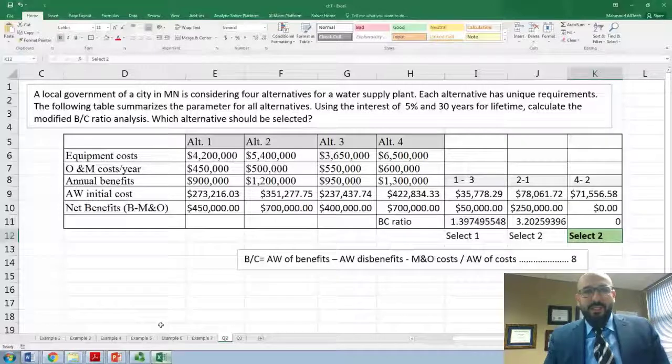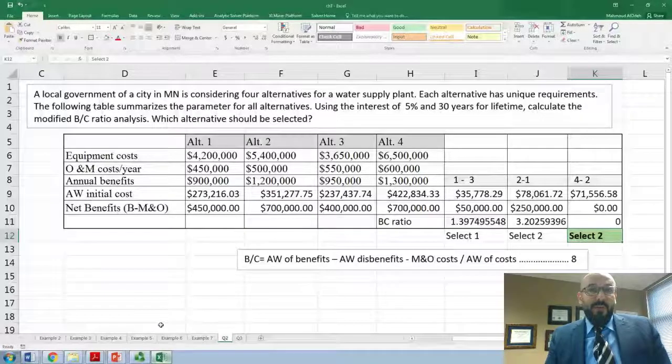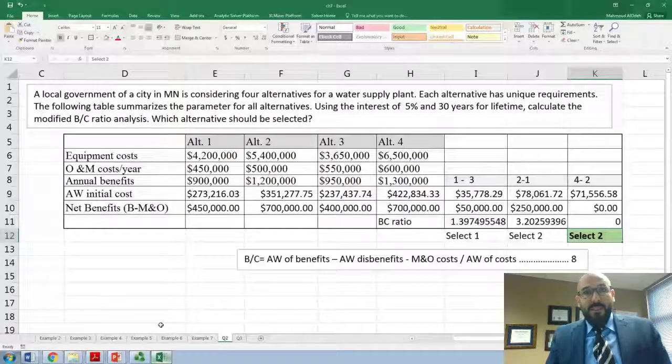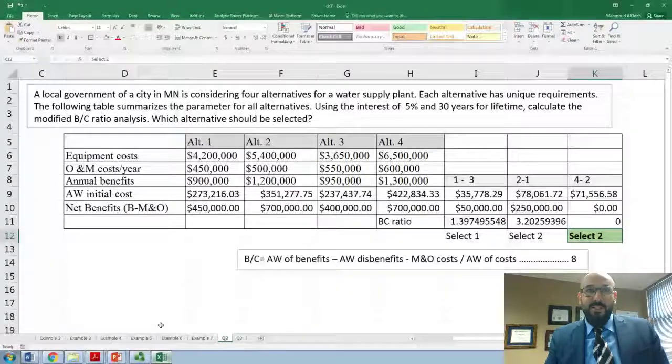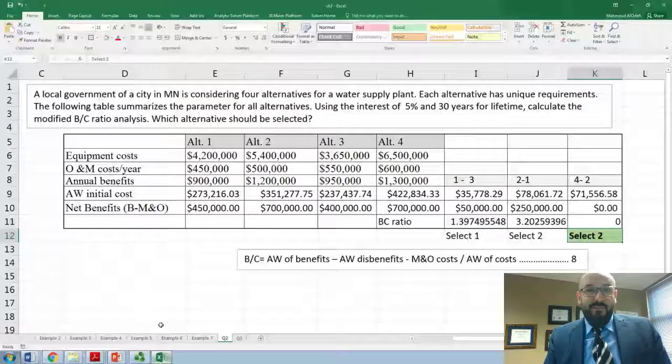BC ratio is one of the economics analyses that we use for public projects. So whenever we have a public project, we use the BC ratio. In the BC ratio, we find the benefit of a project and compare that to the cost. We divide the benefit by the cost.